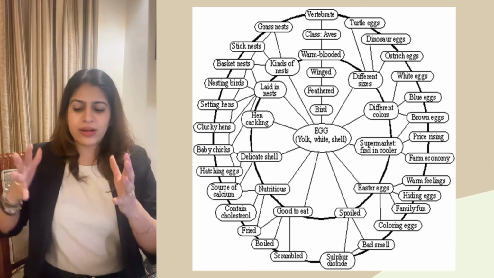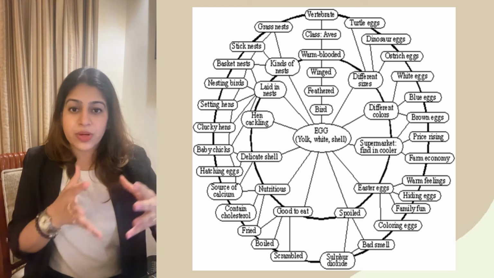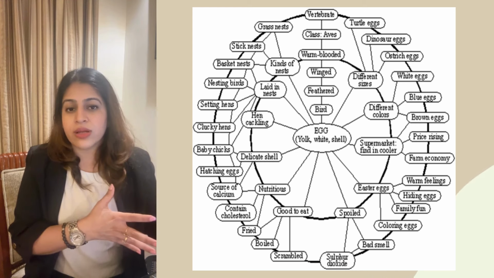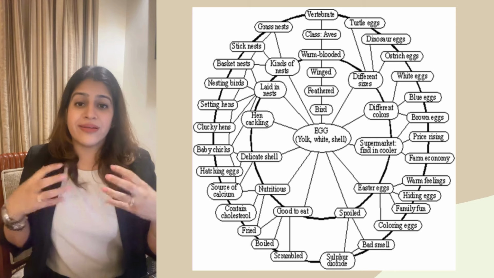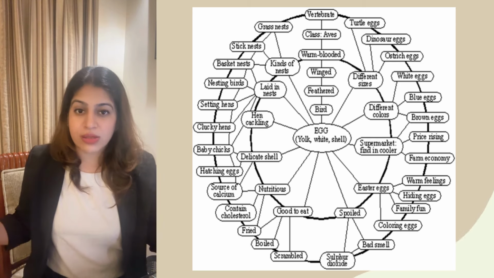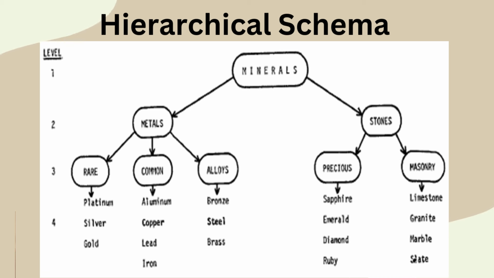So it is not like different separate drawers in our memory or in our brain. It's more like a web rather than separate storage boxes. There is another example of hierarchical schema. If you say mineral is one schema, under mineral come your metals and stone. Under metal come your common metals and alloys, and under that there are further categories. So this is an example of hierarchical schema.